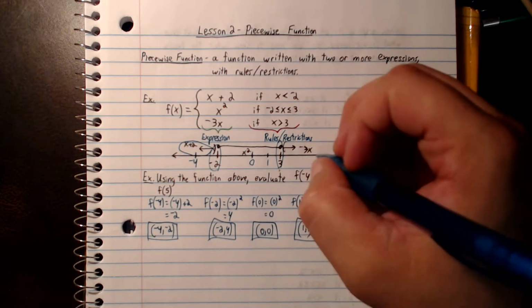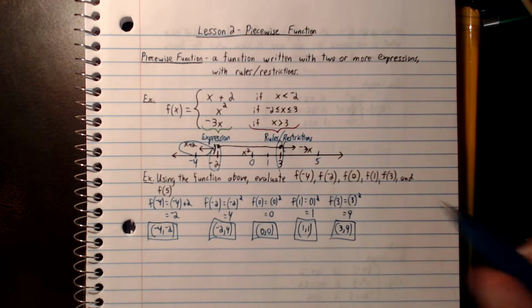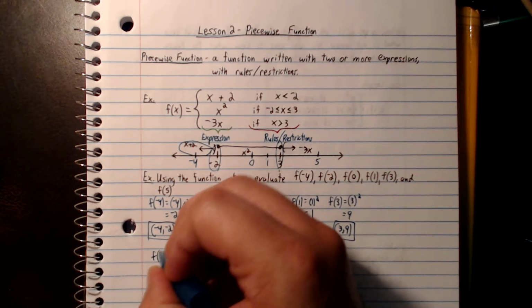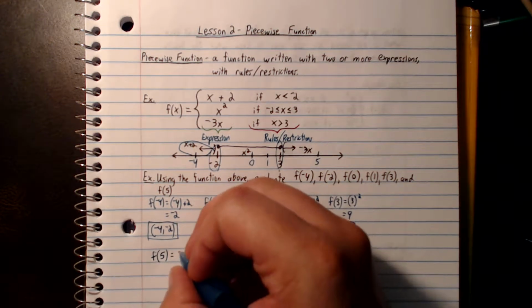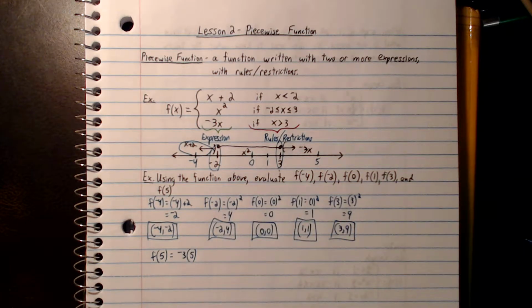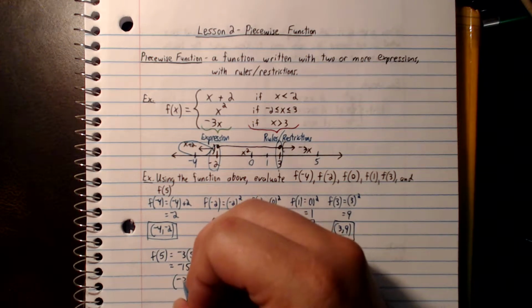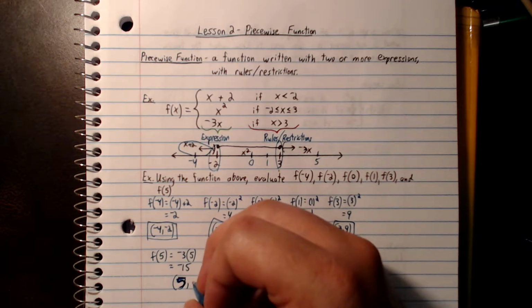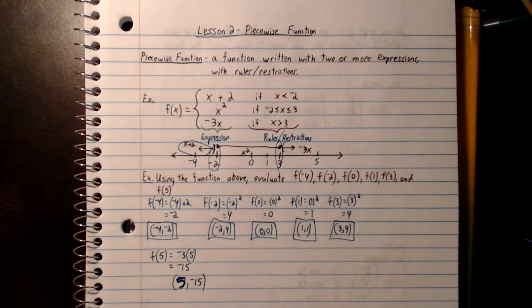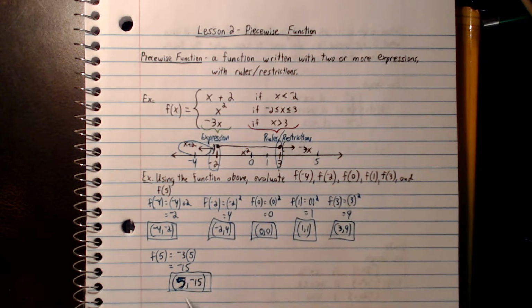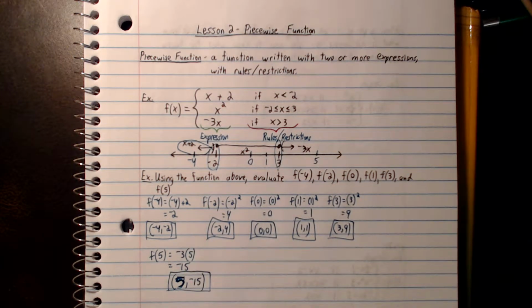Finally, 5. Well, 5 is way over here, right? So that means 5 belongs to this -3x function. So I'm going to do 5 down here. -3 times 5 is -15. So, oops, sorry, that should be 5, -15. I started writing the -3, I wanted the 5, right? Well, we evaluated. So, not that bad.